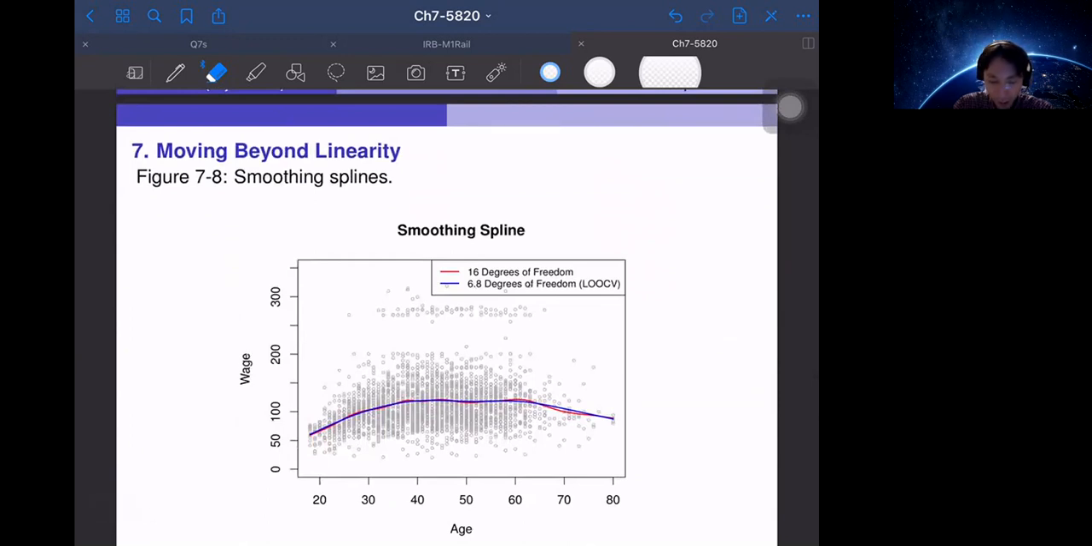So this is the smoothing spline for the previous data, age versus wage. In the previous figure, we used a polynomial with degree 4. But here we optimize the degrees of freedom. It compares with a smoothing spline with 16 degrees of freedom, and this is the smoothing spline with 6.8 degrees of freedom. This is optimal because it's chosen by LOCV.